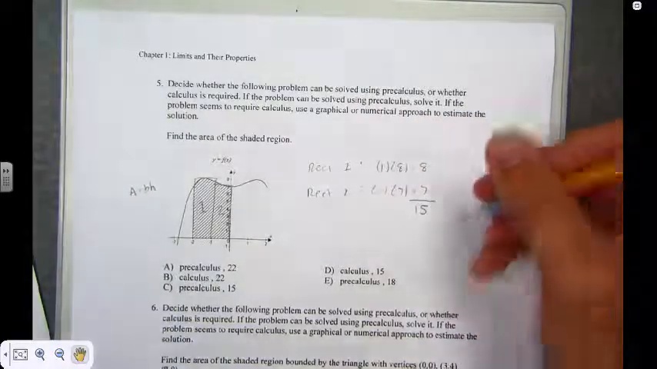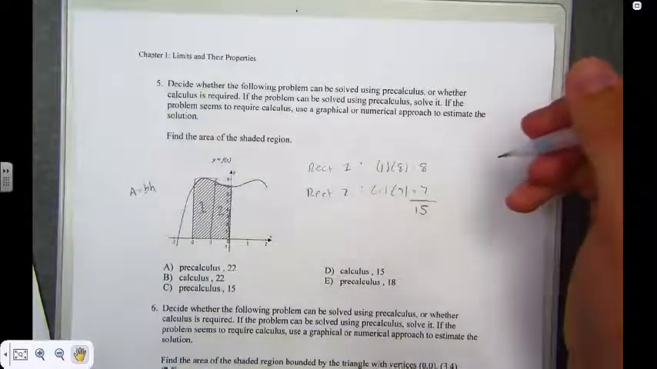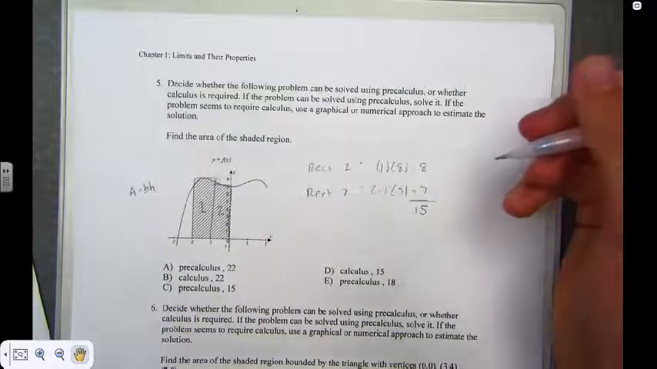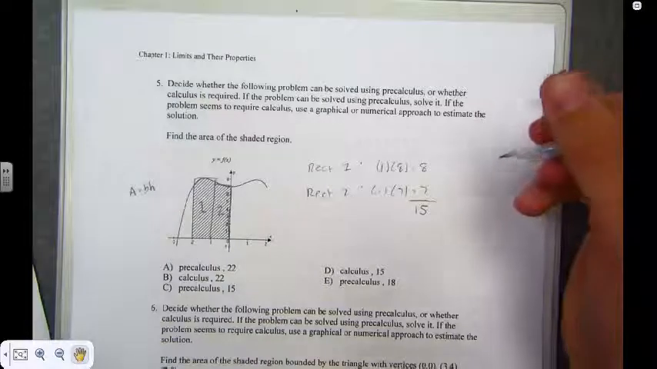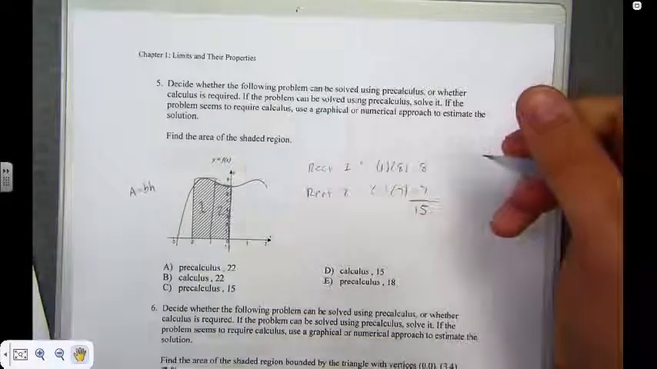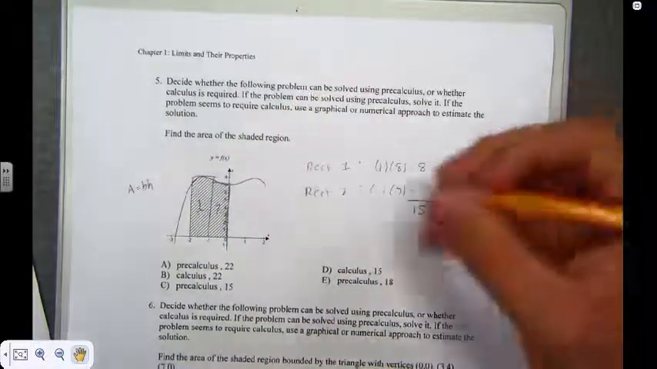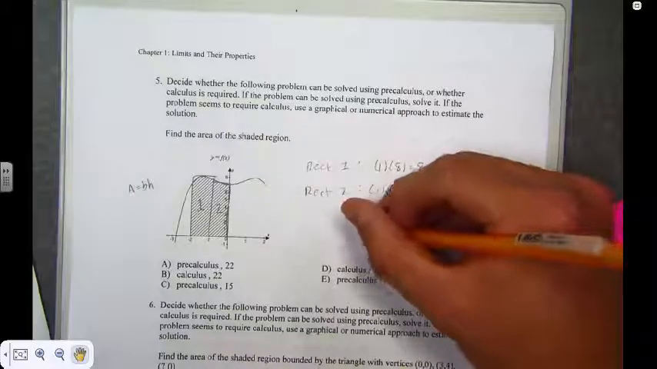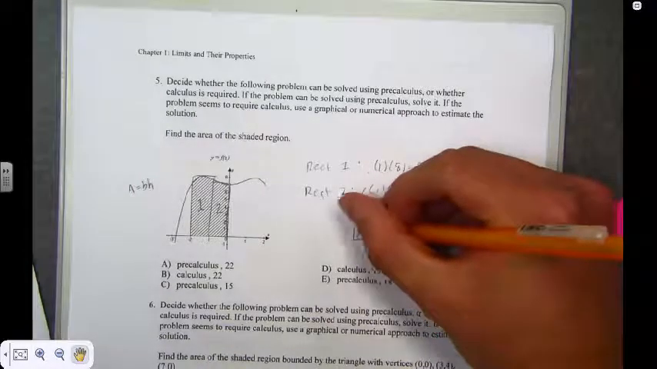Now, here I used pre-calculus by making rectangles and solving for their areas, and I got 15. But that is only an approximate. For the real answer, we would need to use calculus, and we would need to integrate under the curve, which you will learn eventually. So the answer here is calculus and our estimate of 15, which is D.